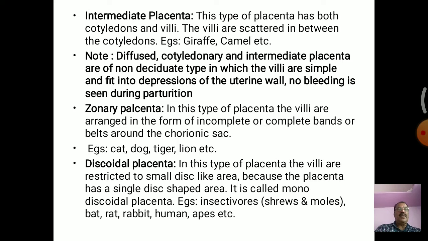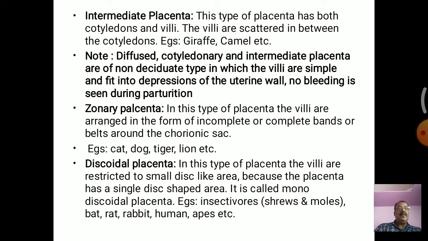Second one is a discoidal placenta. In this type of placenta, the villi are restricted to a small disc-like area because the placenta has a single disc-shaped area. It is called a monodiscoidal placenta. Examples: insectivores like shrews and moles, bat, rat, rabbit, human, apes, etc.